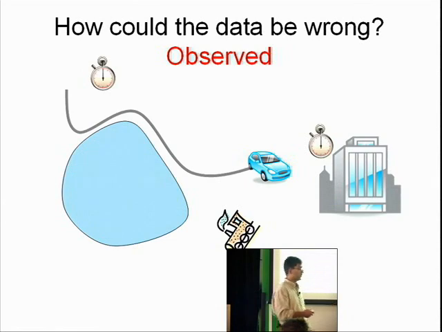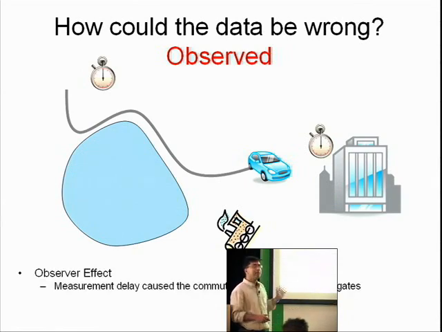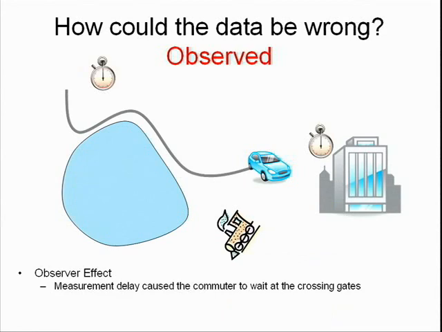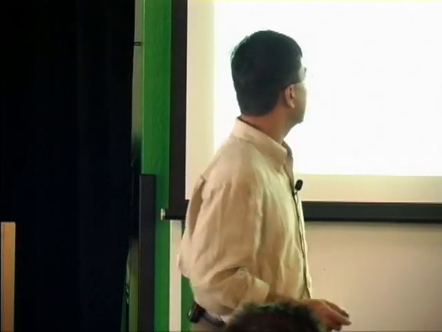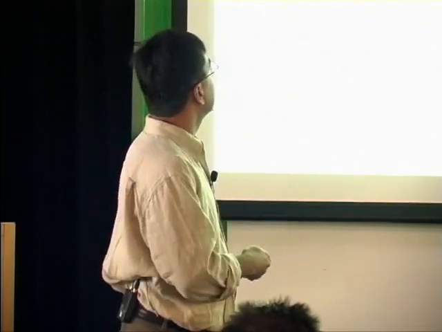It looks slower than it would have if you were not observing the commuters. This is an example of a phenomenon known as the observer effect, and it comes about because the act of observing a system might change the system. This particular study is an easy one to conduct. We gave out a number of surveys and left it up to the individual commuters to fill out the forms and use their stopwatches. However, it's not a right survey because it changed the data.